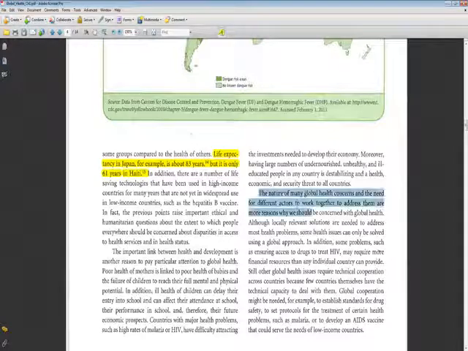Another reason that global health is becoming such a relevant topic is because there's no way to solve this individually. It's going to take different actors, different governments, different entities from around the world to deal with these issues.